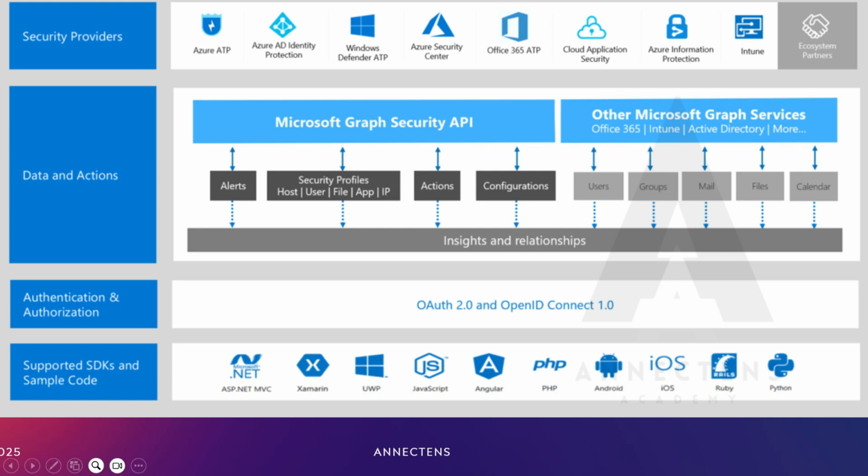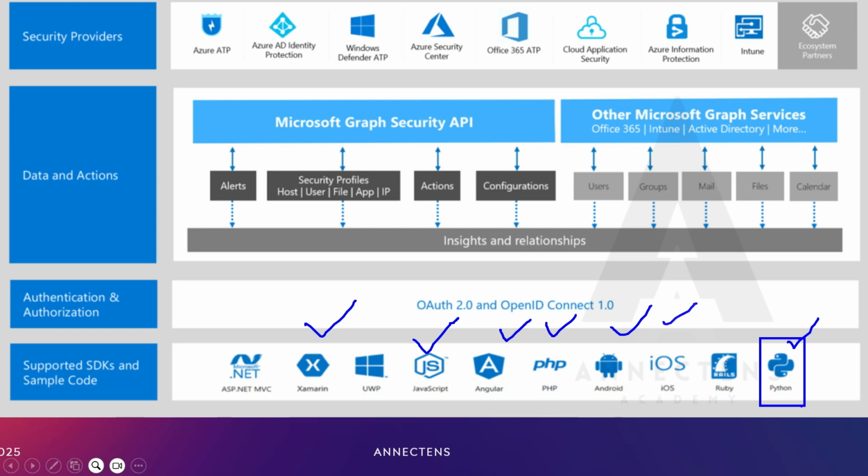Then we have some supported SDKs that we can use. Now we talked about different languages, like we have Xamarin, we have JavaScript, Angular, PHP, Android, iOS, and Python we talked about, like Python we are using in our Intune. So all this we can use to create your sample code and integrate. These SDKs are available that we can connect to your Microsoft Graph API, and you can leverage it.